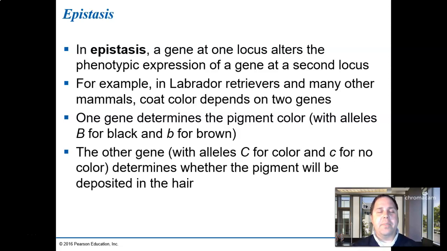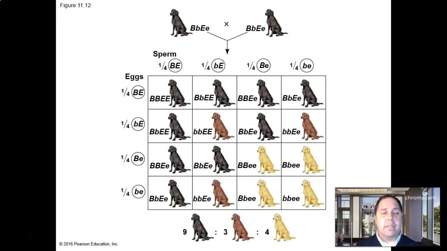The classic epistasis example is Labrador retrievers. I have a yellow lab. One gene determines the pigment color, whether your lab is black or brown. The other gene determines whether or not that color is actually deposited in the hair. So all yellow labs are either black or brown, but they are recessive for this gene that determines whether or not the pigment is deposited.